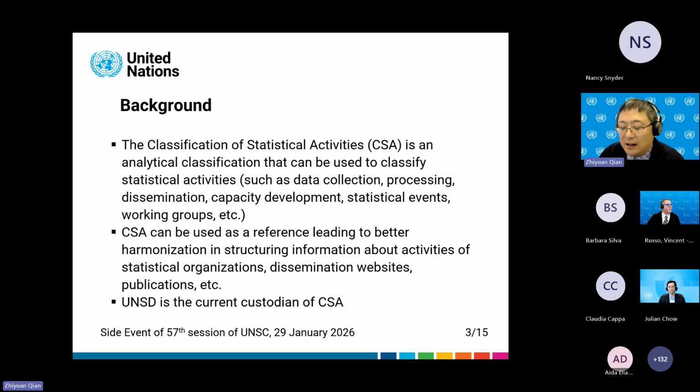And what can the CSA do? The classification of statistical activities can be used as a reference leading to better harmonization in structuring information about activities of statistical organizations at the national level, regional level, and even at the global level, for dissemination on websites and for publications. For example, the very website of UNSD uses the CSA. On our website, the international family of classifications organizes more than 100 classifications by the categories of the CSA. So in short, CSA is a classification that can be used to classify classifications.